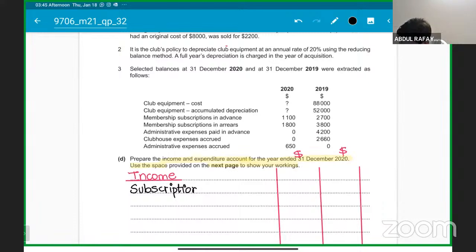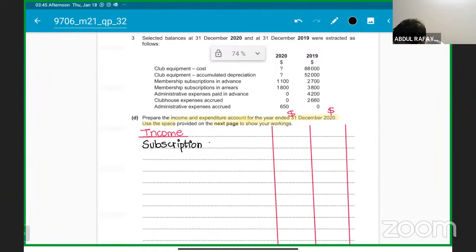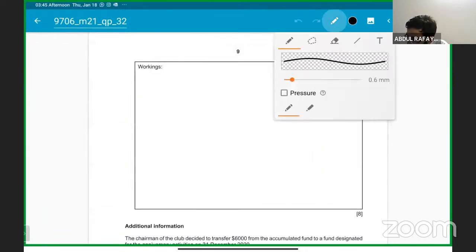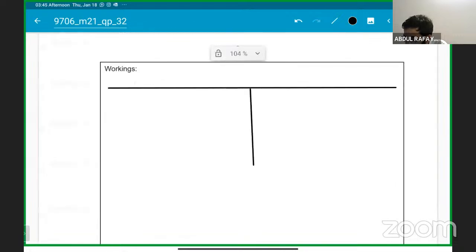Out of the 8 marks of this question, subscription must be 3 to 4 marks. Okay, subscriptions account, working number 1. Everyone getting it clear? I will use this here to show the examiner how you make this account. Don't show it in the workings or columns; it is better to make the account. Everyone getting it clear?